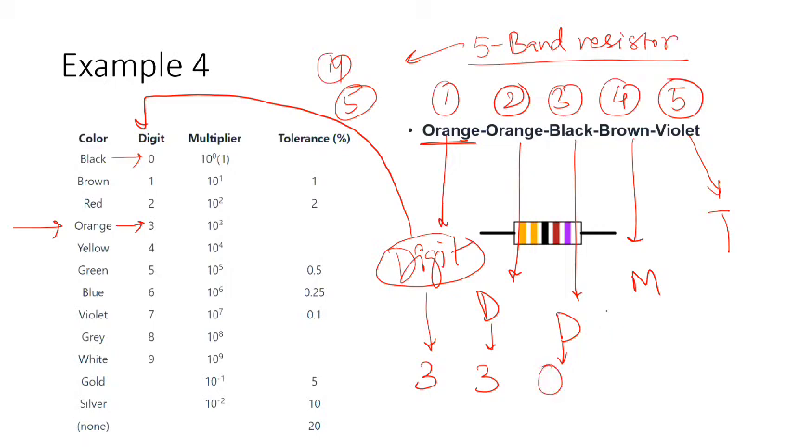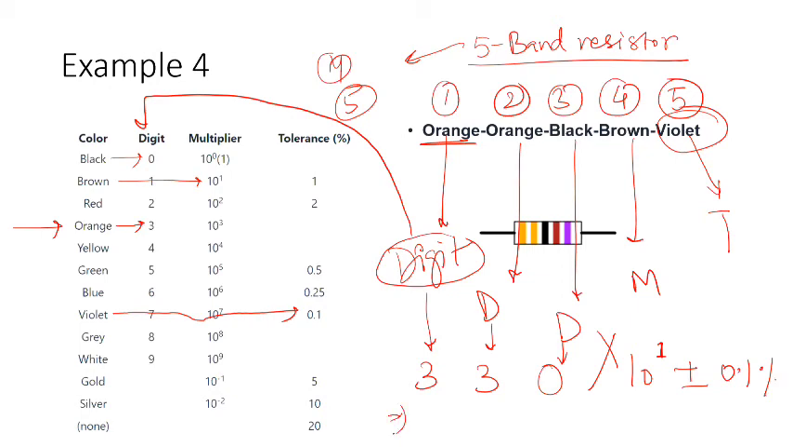Then the fourth band comprises a multiplier. The multiplier corresponding to brown is 10 to the power 1. So let me write down 10 to the power 1. And the last band is the tolerance band, which is violet. So let us check what is the tolerance of violet. It is plus minus 0.1%. So I'll write it down as 3.3 kilo ohm plus minus 0.1%.